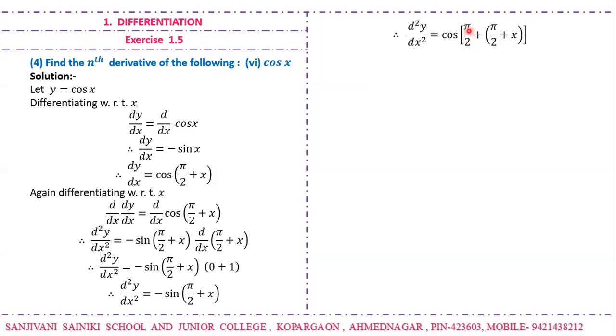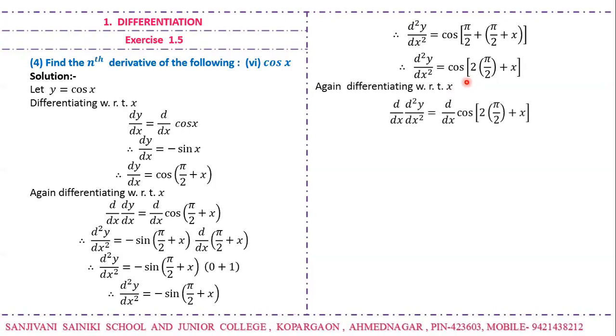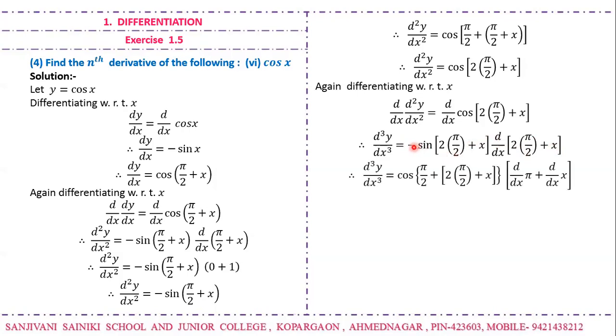So this pi by 2 plus pi by 2 is 2 pi by 2. Now again differentiating with respect to x, cos of f of x, its derivative is minus sine f of x into f dash of x. So here the derivative of 2 pi by 2 plus x: 2 pi by 2 is a constant, derivative is 0, and derivative of x is 1. So this again, minus sine theta can be written as cos 90 plus theta. Now this is theta, so pi by 2 plus theta.